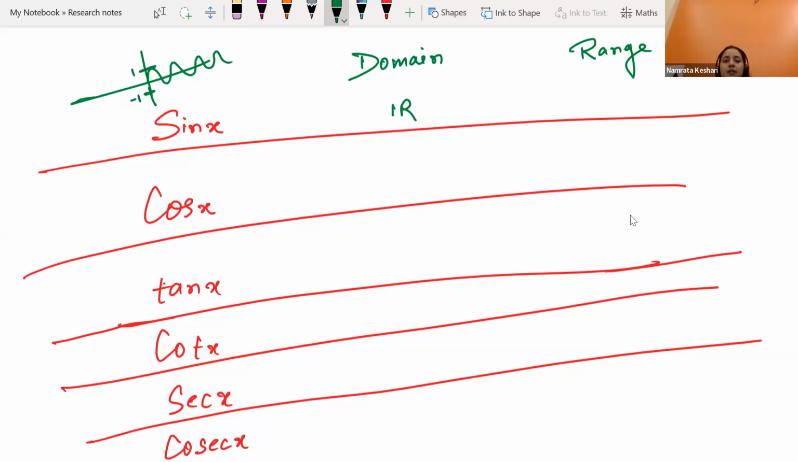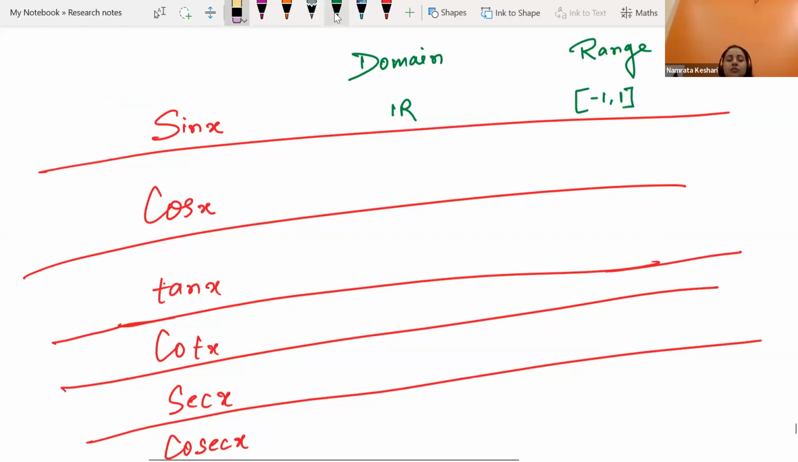That's why we say the output will always lie in this range. Similarly, the cos function's graph is also like the sine function, not exactly the same, but just like the sine function. So here also the input is any real number, but the output is -1 to 1.